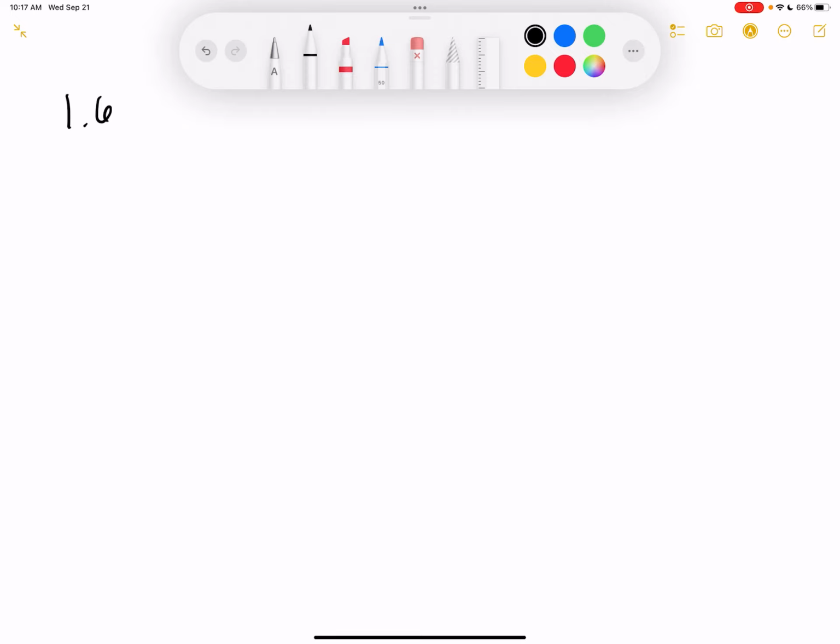So 1.6, represent functions as rules and tables.